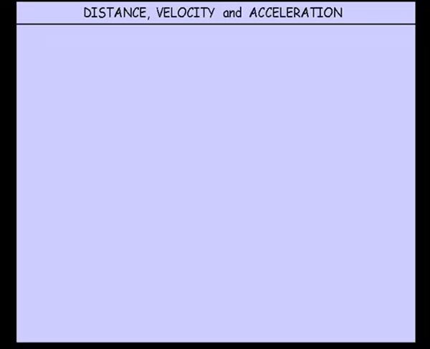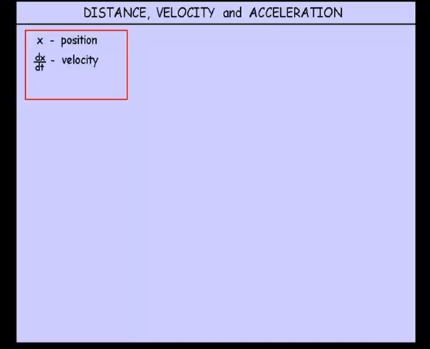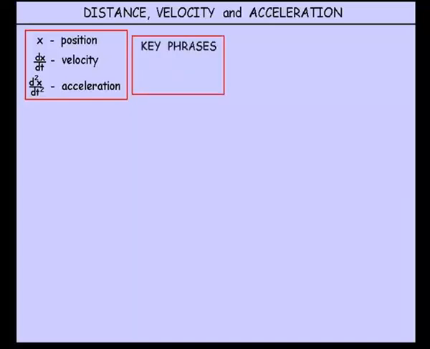Distance, velocity and acceleration. Firstly, we'll look at a few definitions. The position is denoted by x. Its derivative, dx/dt, is the velocity, and the second derivative, d squared x/dt squared, gives us the acceleration. Now, a few key phrases that are used in these questions you need to interpret when you see these words.